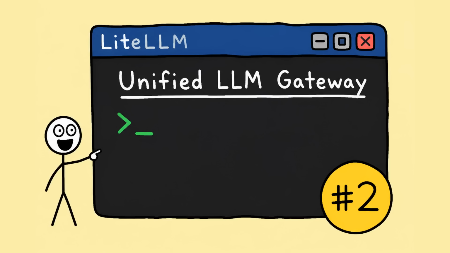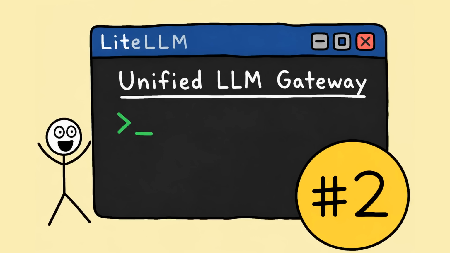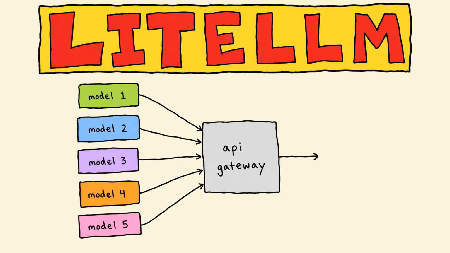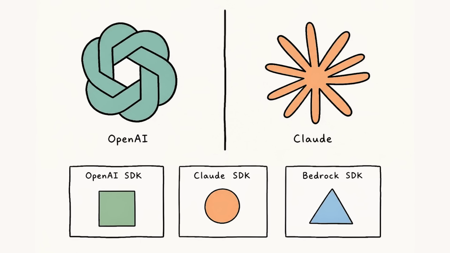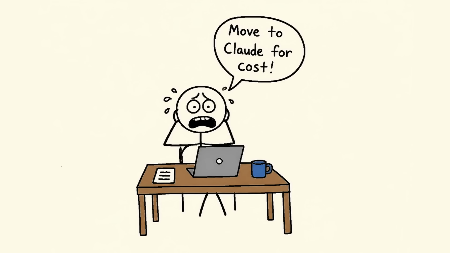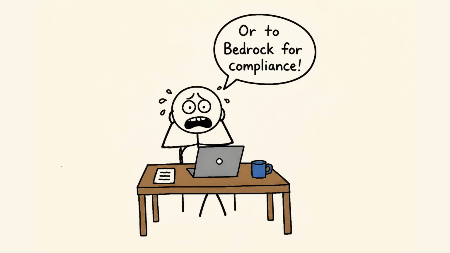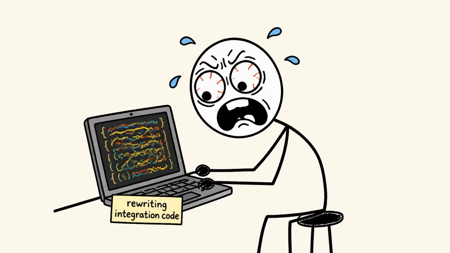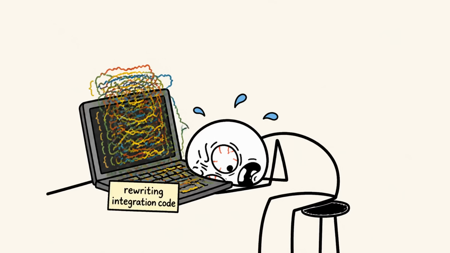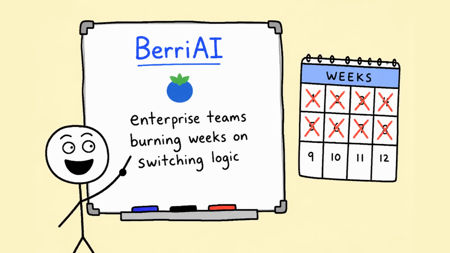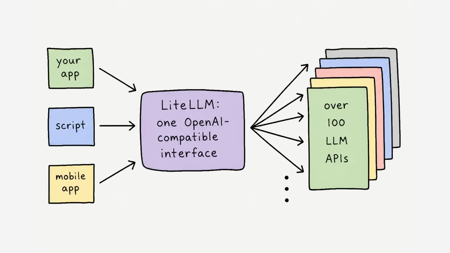Number 2 is LiteLLM, the unified gateway that ends provider lock-in. So every provider has its own SDK, its own request shape, its own quirks. Write your app against OpenAI, then your boss says, move to Claude for cost, or to Bedrock for compliance, and now you're rewriting integration code all across your codebase. The founders at BerriAI built LiteLLM after watching enterprise teams burn weeks on exactly that switching logic. It gives you one OpenAI-compatible interface that routes to over 100 LLM APIs.